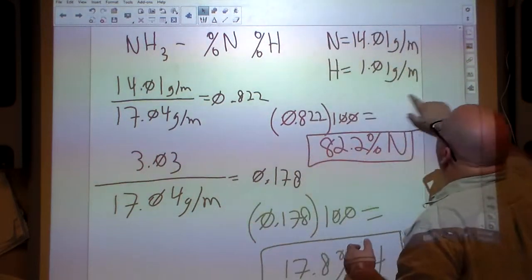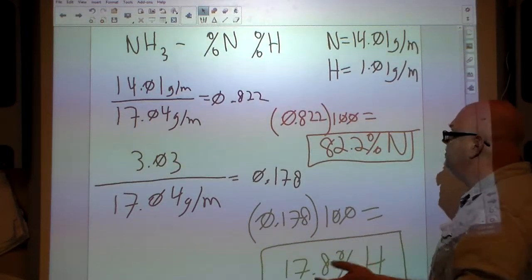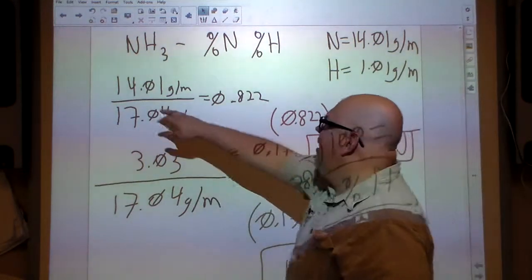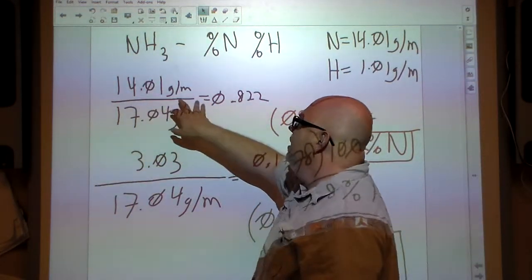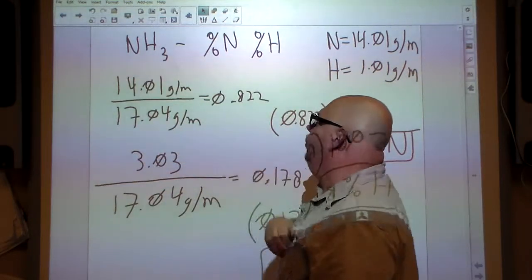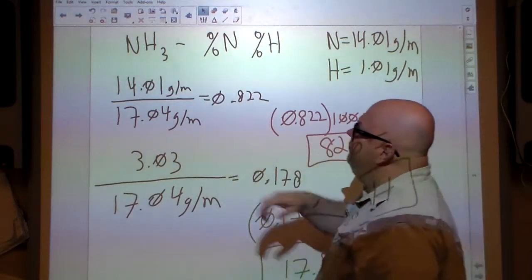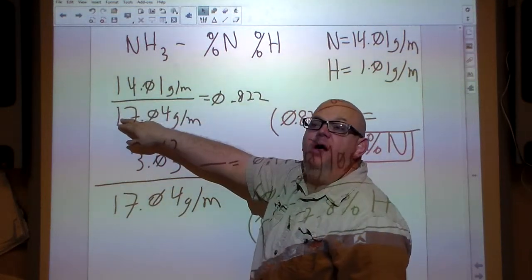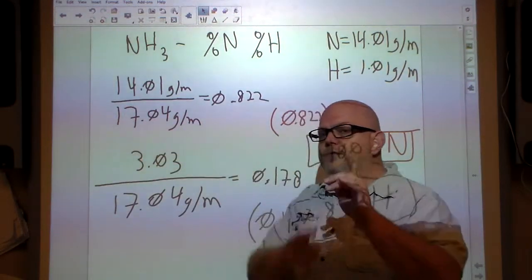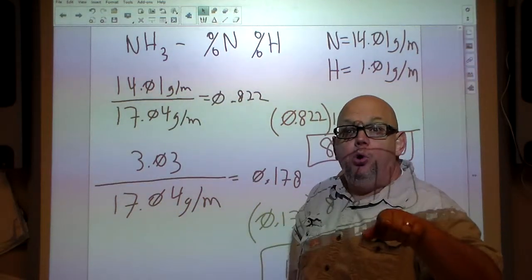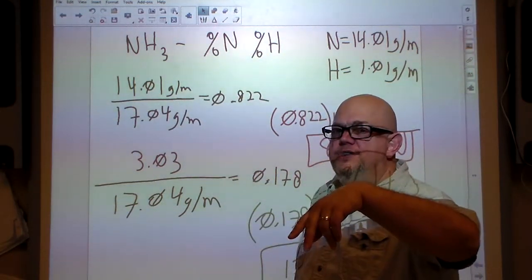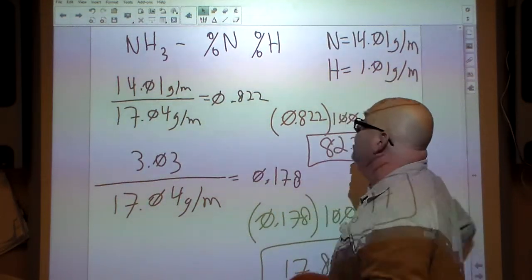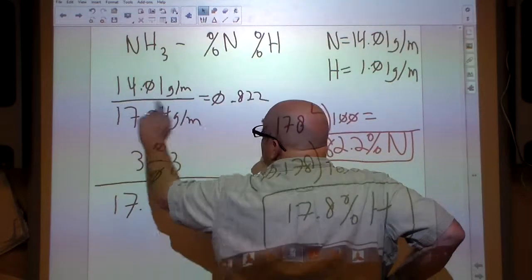We're going with nitrogen being 14.01 grams per mole, hydrogen being 1.01 grams per mole. So here we have 14.01 grams per mole divided by 17.04 grams per mole, and that's the grams per mole for nitrogen over the grams per mole of NH3. If you're not following on the grams per mole, I would suggest you look at a previous video in stoichiometry that covers how to calculate the grams per mole. So here's our part, here's our whole.